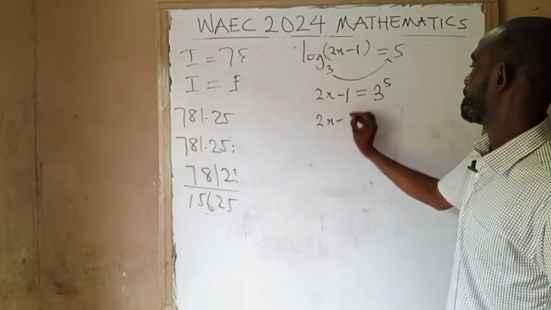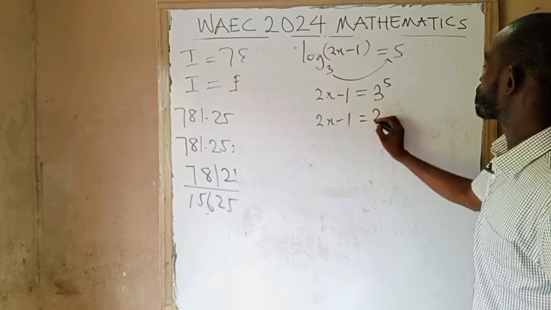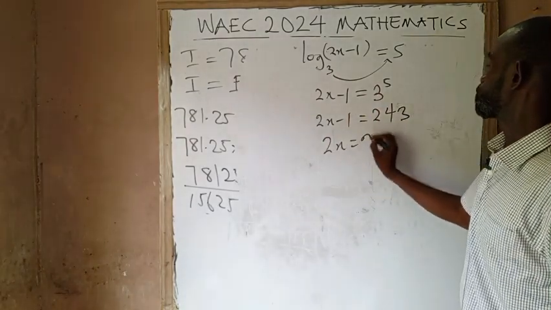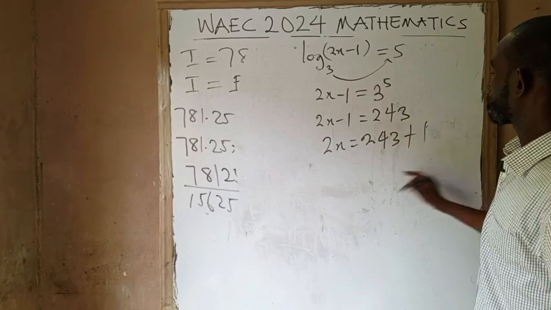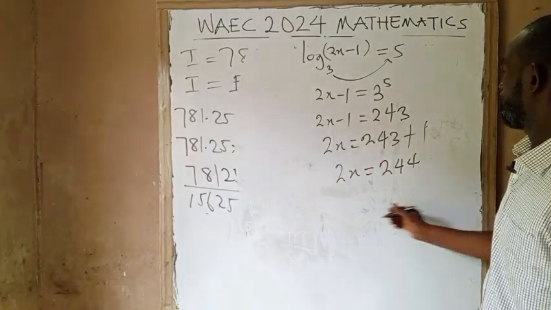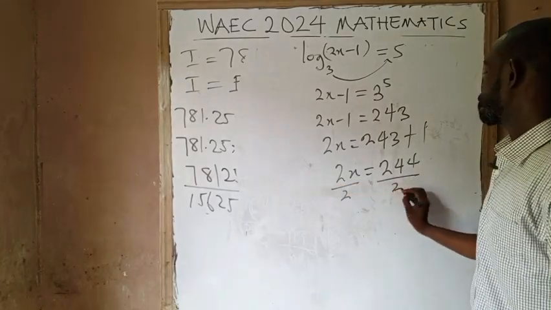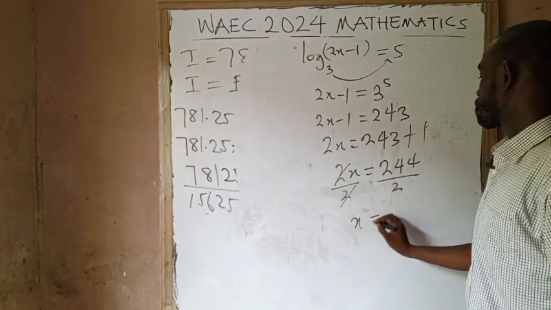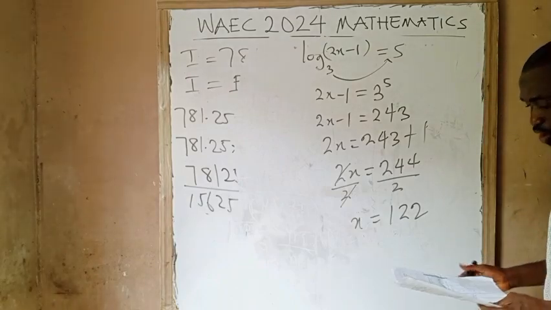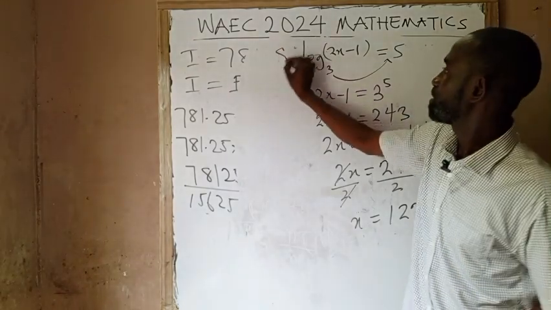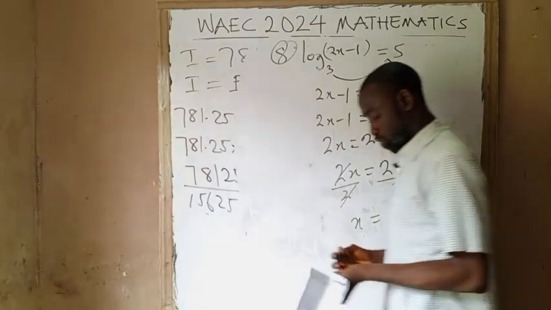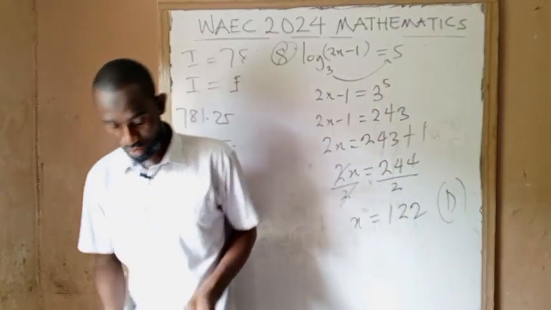So 2x minus 1 is equal to 3 raised to the power 5, which is 243. This one will come here. We have 2x equals 243 plus 1, so 2x will give us 244. Divide by 2 by 2 and cancel out. Our x will be equal to 122. So the correct answer is option D. Question number 8, our answer is option D.